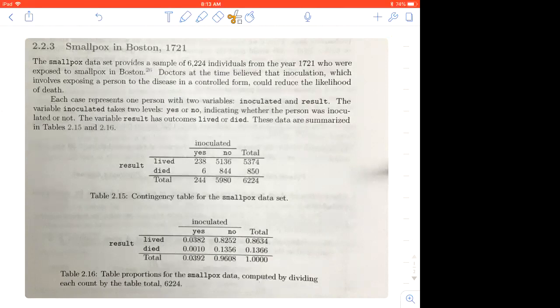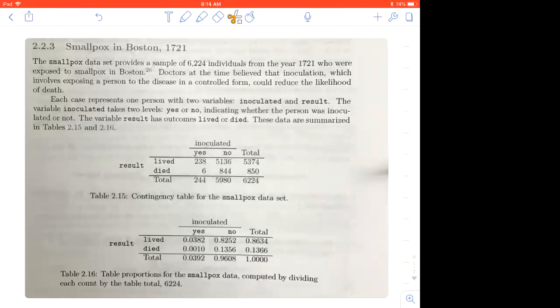Just to give you some background, we're talking about smallpox. Smallpox in Boston, and we're looking at 6,224 individuals from 1721, so a long time ago, who were exposed to smallpox in Boston. Doctors, of course, believed in inoculation, which involves exposing the person to the disease in a controlled form. They thought that if you've been exposed to it, then you have the antibodies and then you can fight it off when you actually get it.